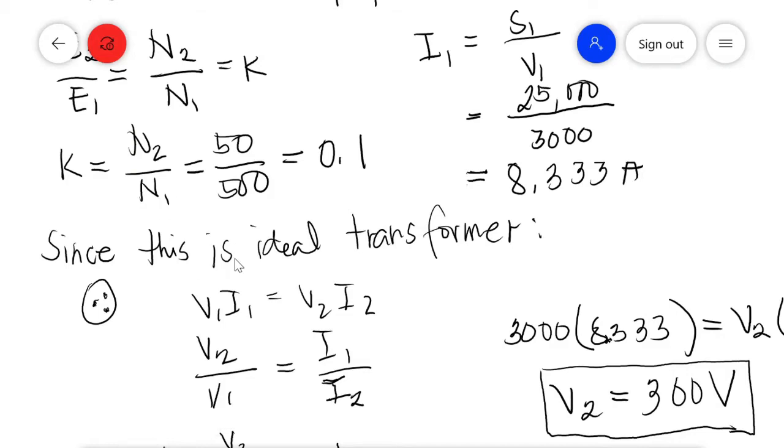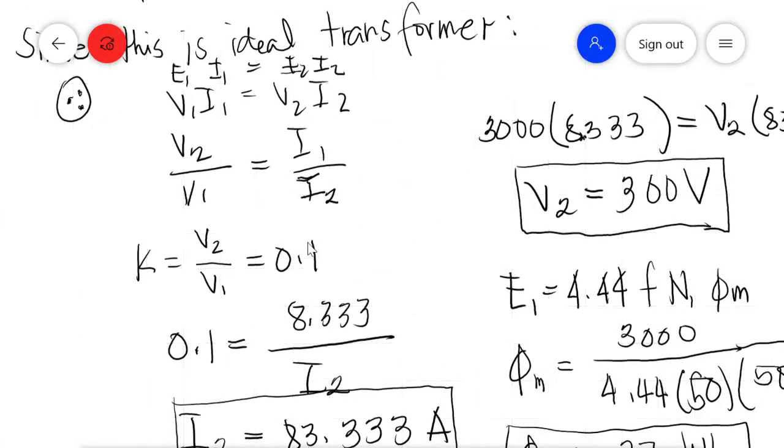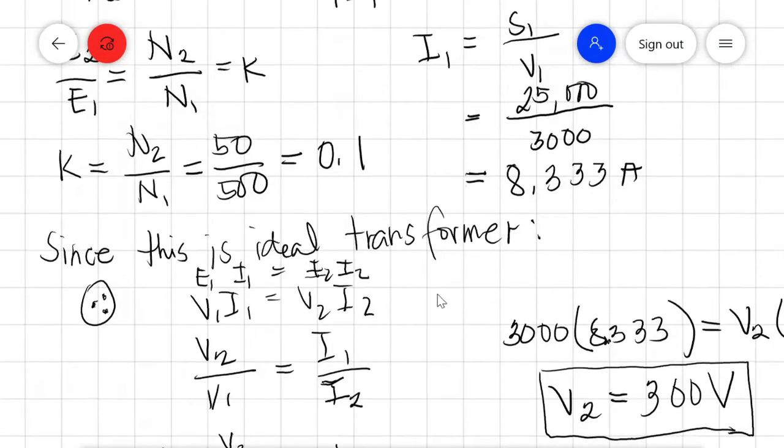From our formula, E1 I1 is equal to E2 I2. E1 and E2 here are the induced EMF of the transformer, while V1 is the input voltage and V2 is the output voltage. So since this is ideal, E1 is equal to V1 and E2 is equal to V2. So we can equate this: V2 over V1 is equal to I1 over I2 by cross multiplying. So K is equal to V2 over V1, equal to 0.1, which we solved earlier.